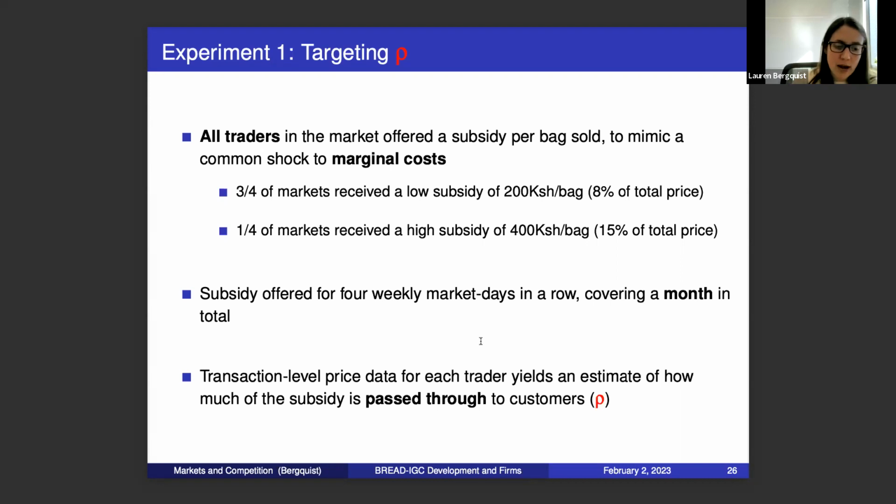And then I won't have time to describe this much in detail, but we have really detailed transaction level data. We had enumerators who are sitting there monitoring each transaction. And that's going to allow us to estimate how much of the subsidy is passed through to consumers.